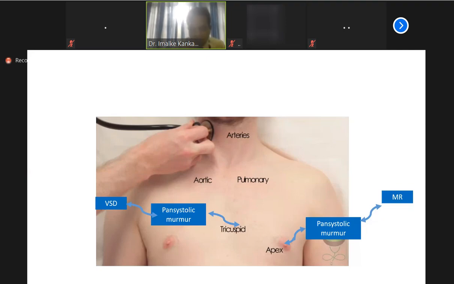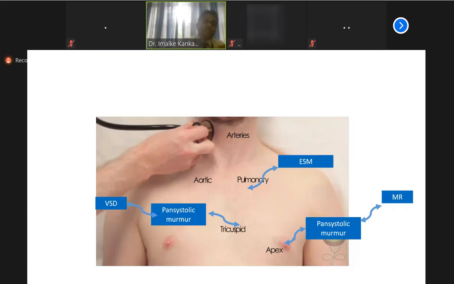That's the key. If you hear a murmur best heard in the apex, then it has to be pansystolic. If it is the tricuspid area, it's also pansystolic. This is the commonest case. So ejection systolic murmur at the pulmonary area.